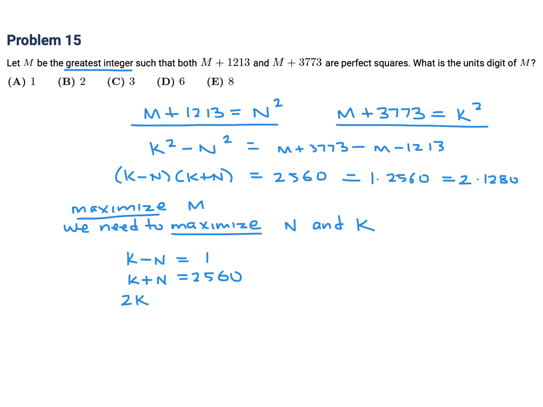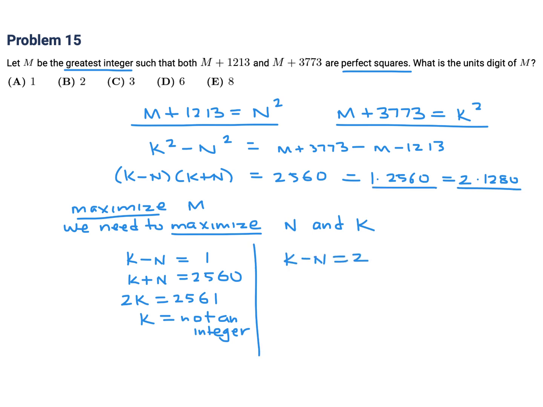So 2k would be 2561. This is not going to work because it's not an integer, because k squared has to be an integer. Yeah, because they're perfect squares. Okay, no problem. That one didn't work, so let's try the next one.